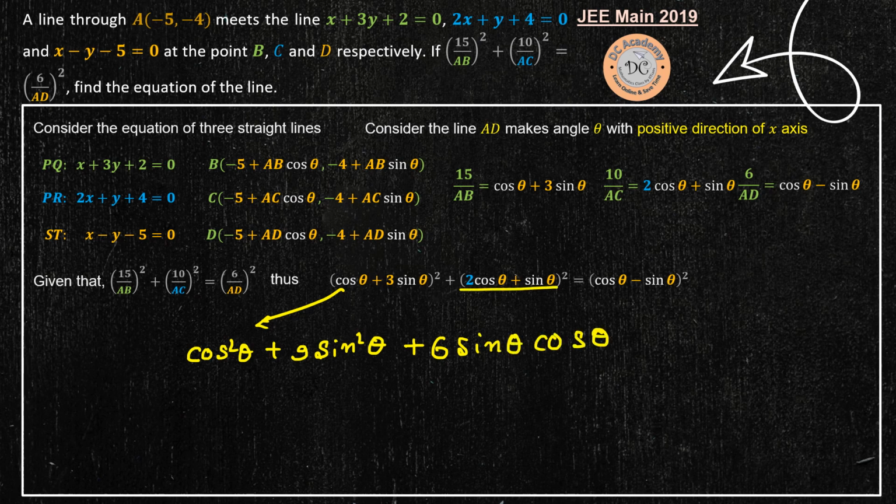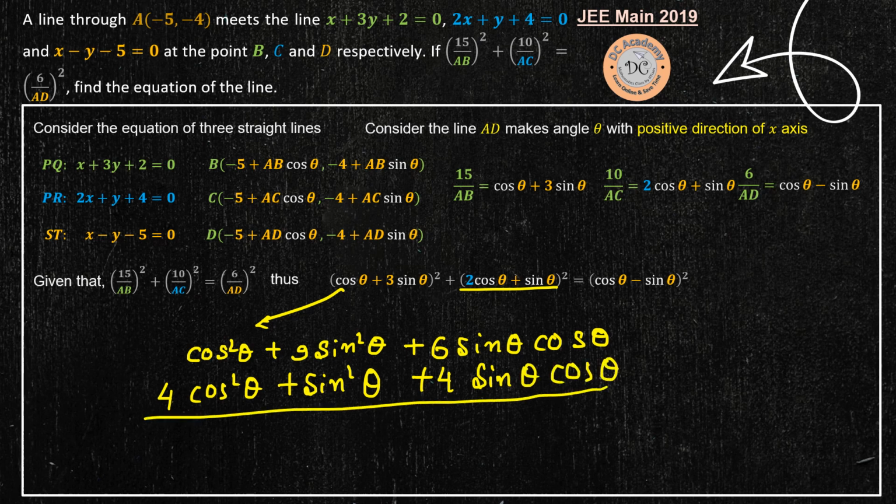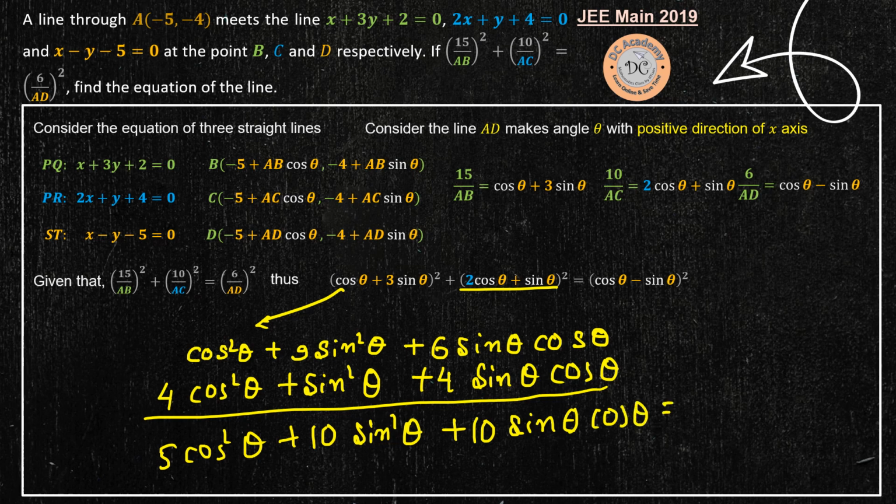If I do the next term, then it will be 4 cos² theta plus sin² theta plus 2 times 2, which is 4 sin theta cos theta. So if I add them together, 5 cos² theta plus 10 sin² theta plus 10 sin theta cos theta must be equal to (cos theta and sin theta) whole square.